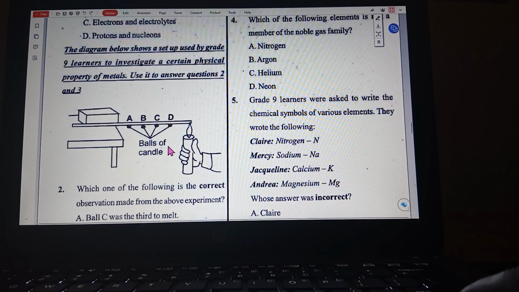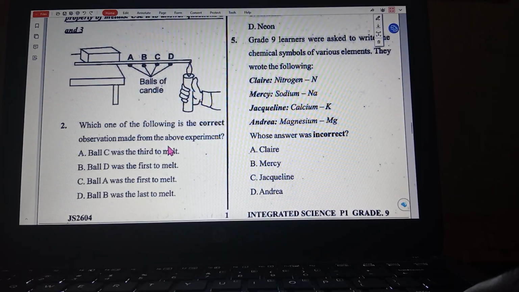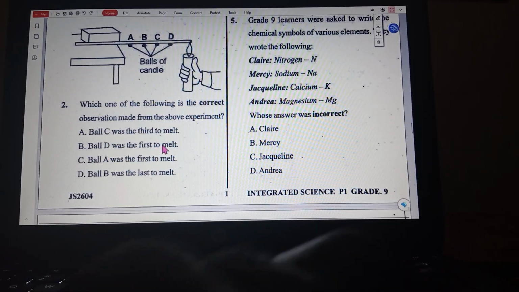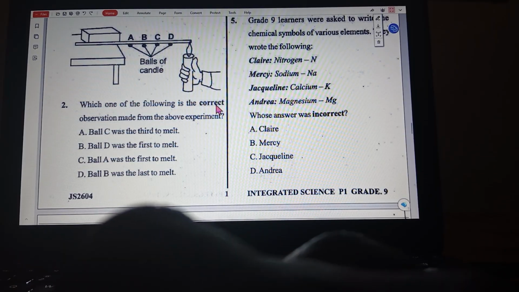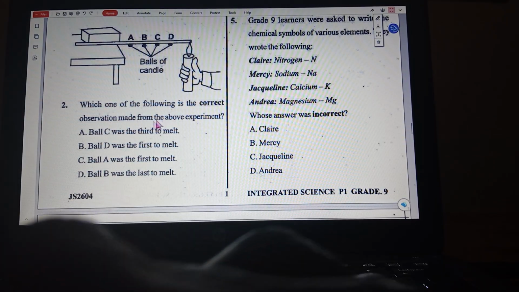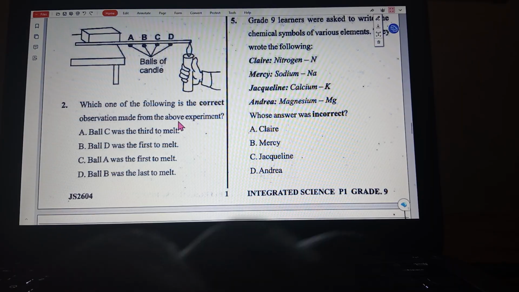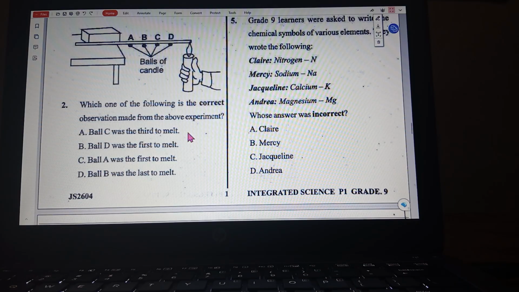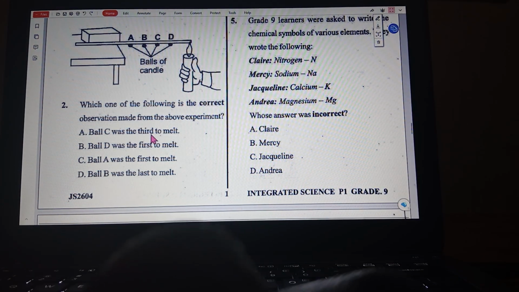Now use it to answer question 2 and 3. Now question 2. Which one of the following is the correct observation made from the above experiment? Now let's begin with option A. Ball C was the third to melt. To me, the answer is no.